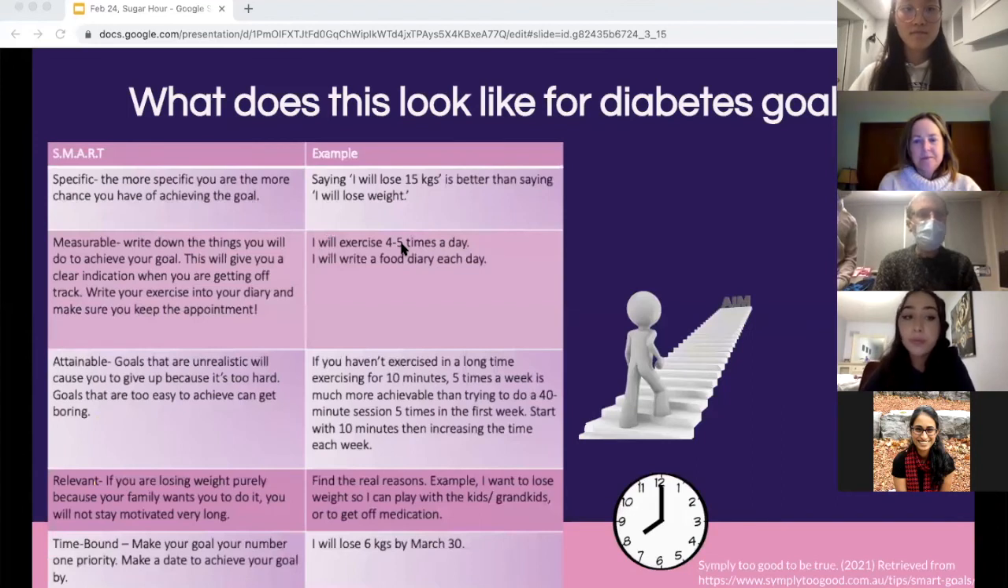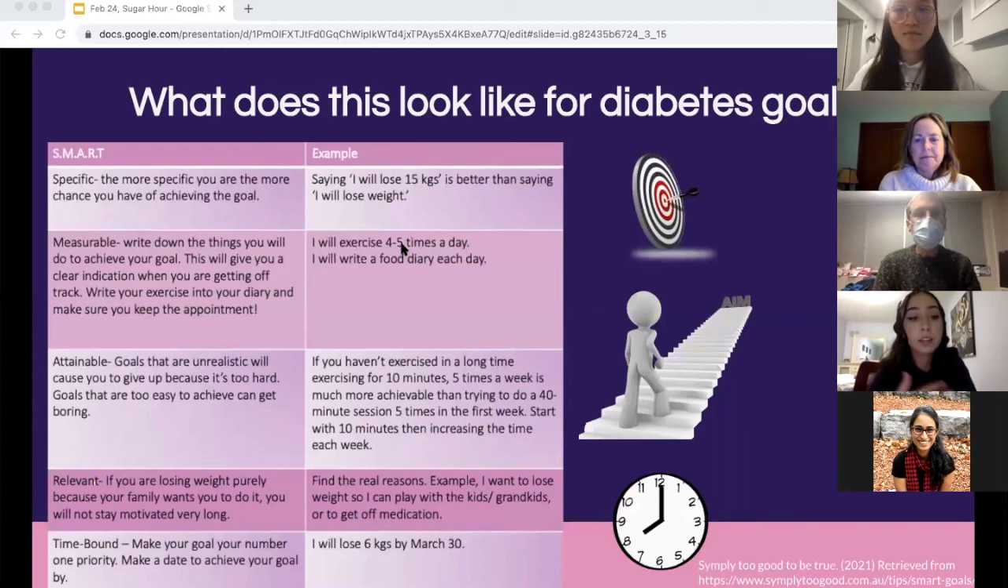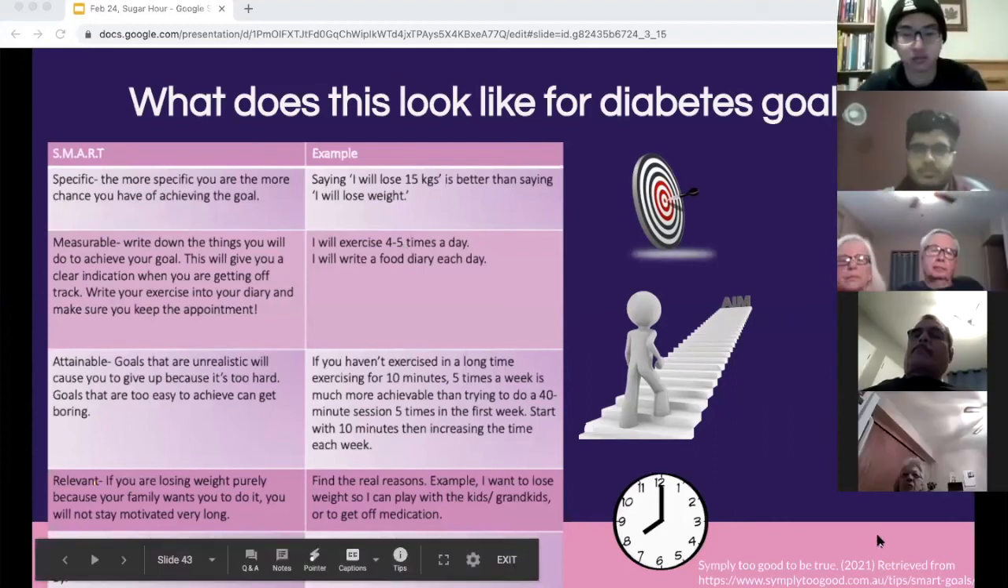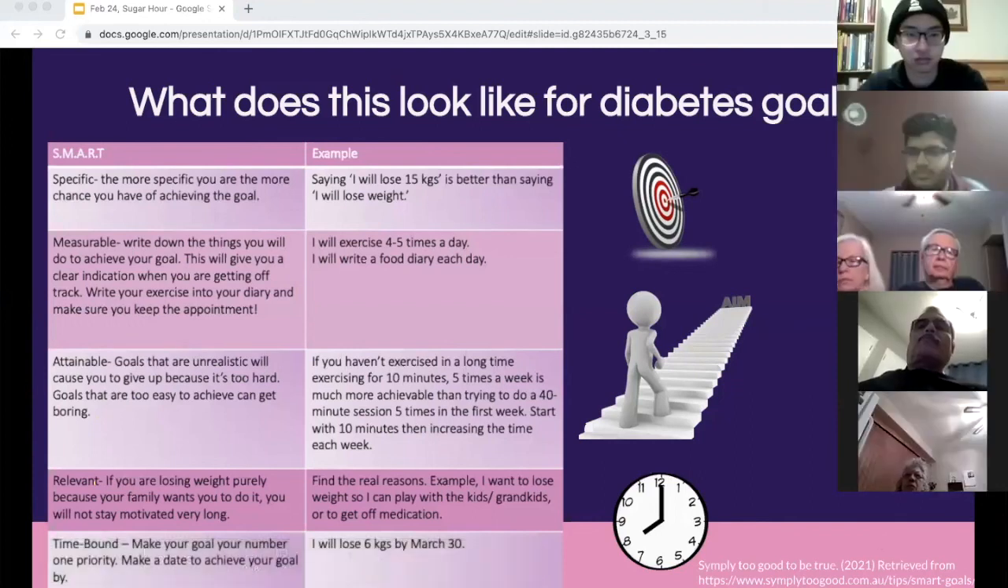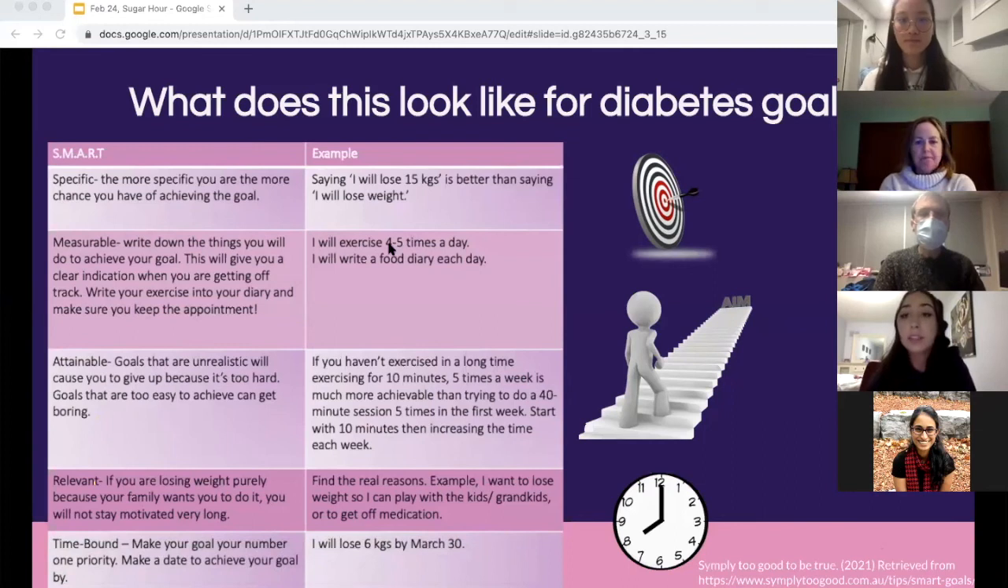So there are several different goals you can have within diabetes. This could be bettering your foot health care. And some of the options I've also listed here are things like weight loss, exercise, and dietary changes. So we'll run through what an example of this could look like. Again, the first part is making that goal specific. And this could be something like, I will lose 15 kilograms.